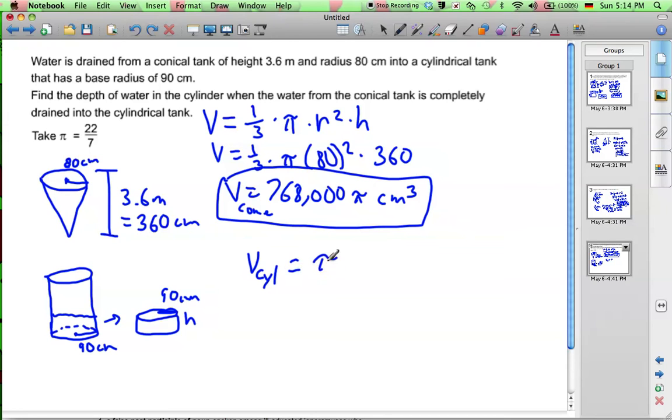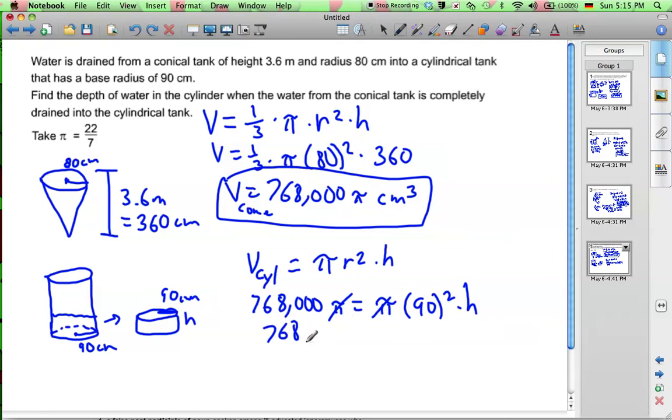So we set the volume for the cylinder. That equals pi times radius squared times the height. And we know the volume has to be equal to this volume, 768,000 pi equals pi times the radius squared times the height. We got pi on both sides, so we can divide by pi. We got 768,000 equals 8,100 times h. Divide both sides by 8,100.